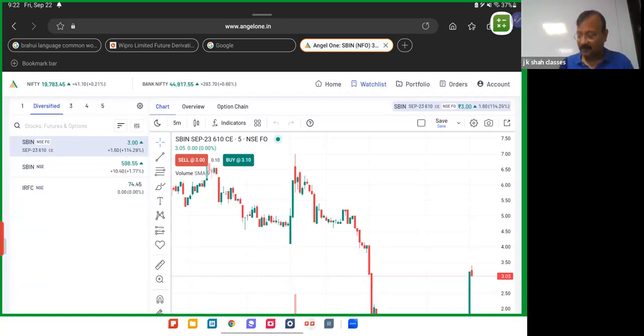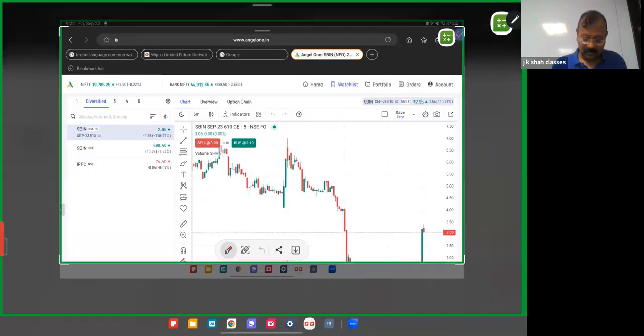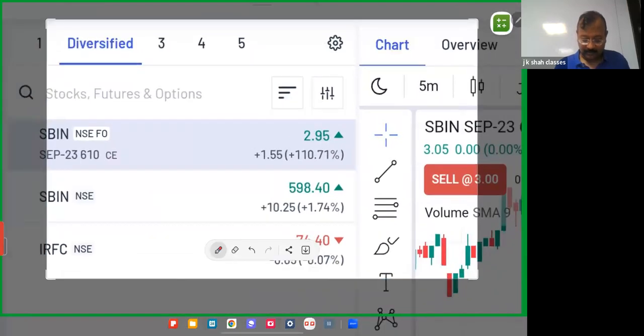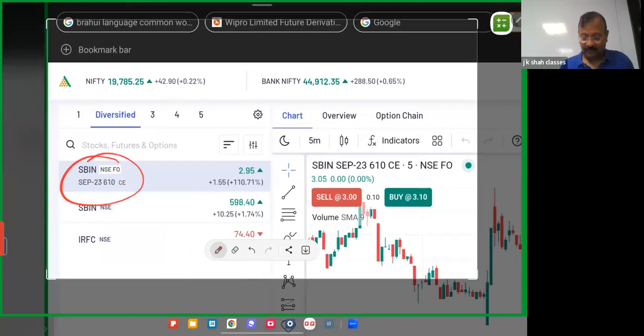Can you see that? Wait, let me just maybe take a screenshot of this. You see this? Futures and option segment. And this is an option on SBI, right? The expiry date is September 23rd. And 610 is the strike price. That is the one I've chosen.